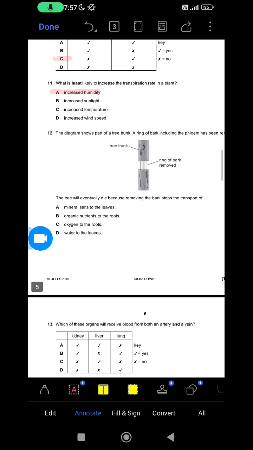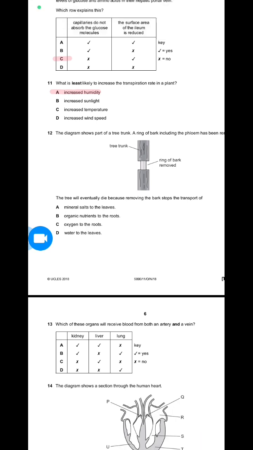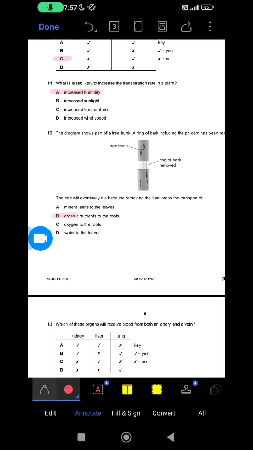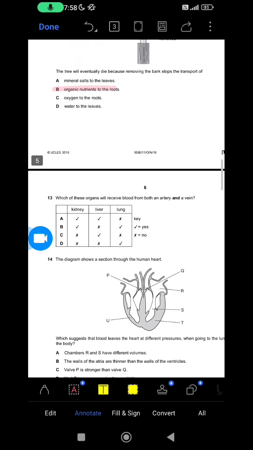So let's see. Mineral salts to the leaves? No, that is done by the xylem. Organic nutrients to the roots? Yes, this is correct. Oxygen to the roots and water to the leaves is not the function of the phloem. Its function is organic nutrients to the roots.